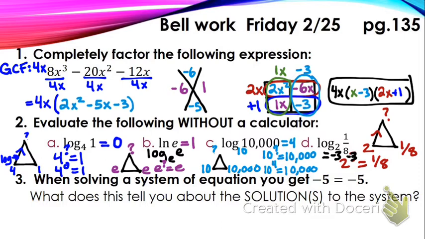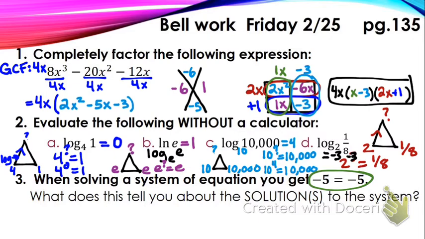Problem 3 says when solving a system of equations, you get -5 equals -5. What does this tell you about the solutions to the system? Is -5 equals -5 a true statement? Thumbs up if we think it's true. Yeah, -5 is the exact same as -5.